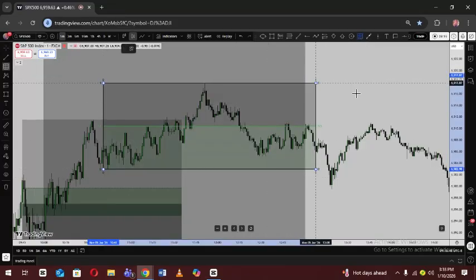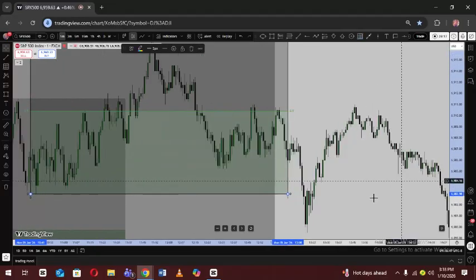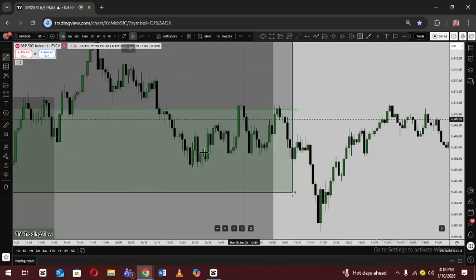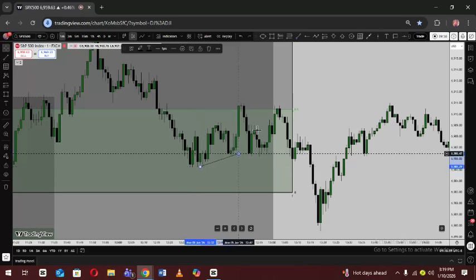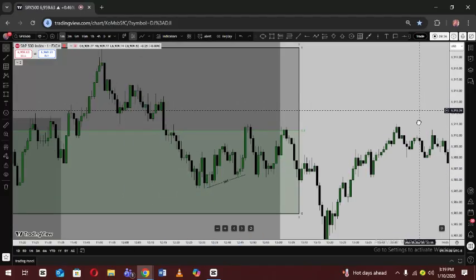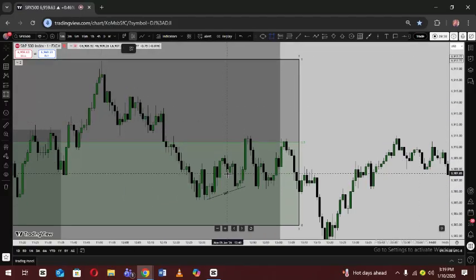Then I was waiting. Almost like my time was up in this place, but I just waited. Then I saw this SMT right here. Yes, this SMT. That's the only reason why I took the trade. After seeing the SMT, I waited for this inversion.